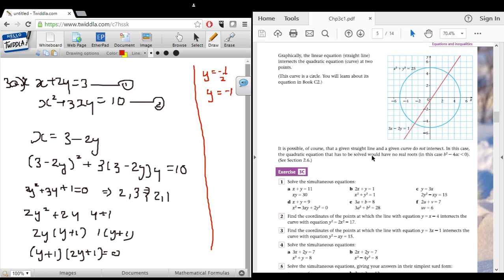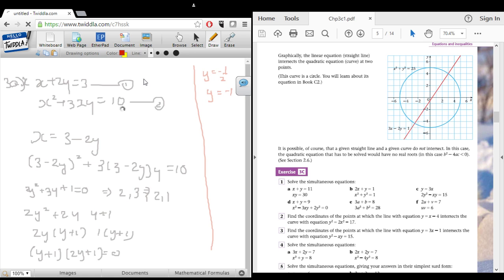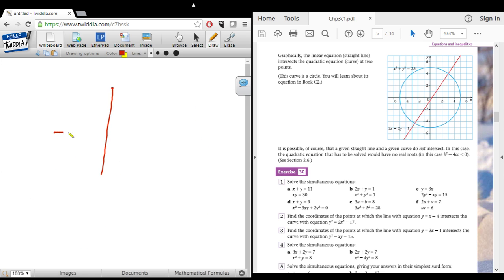It is possible, of course, that a given straight line and a given curve do not intersect. In this case, the quadratic equation that has to be solved would have no real roots. In this case, it would be b squared minus 4ac, the discriminant, less than 0. So you could have an example in the form of this graph, and a line going like that. So they don't intersect. That's just an example of what they're trying to refer to there.